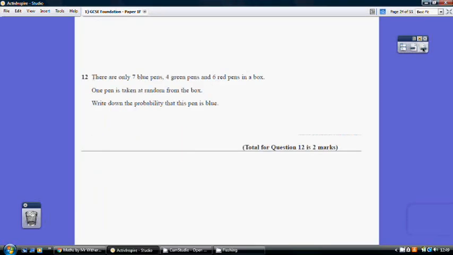Question 12. So we've got 7 blue, 4 green and 6 red. That's 17 pens in total. Probability of taking a blue pen at random is going to be 7 out of 17, which we can simply write as a fraction, 7 over 17.